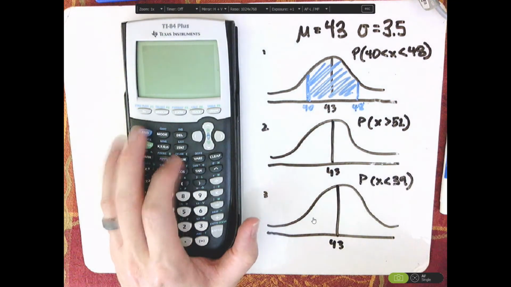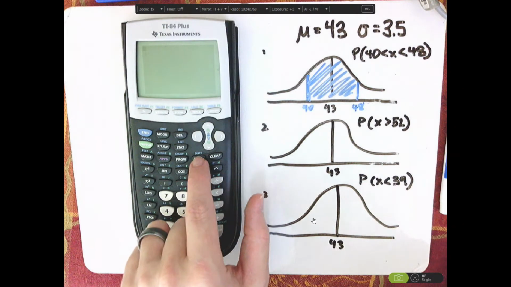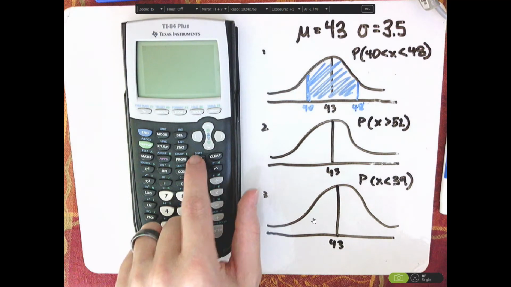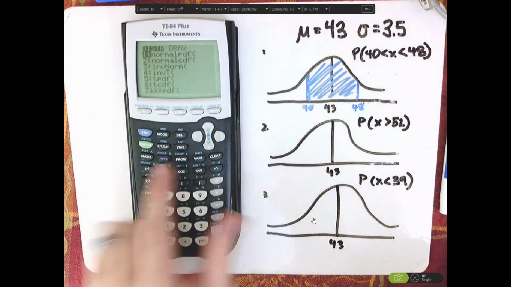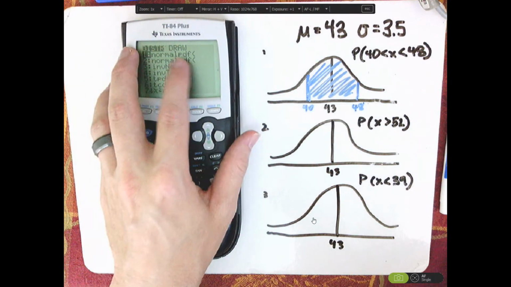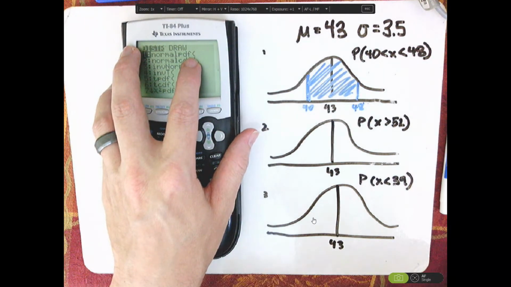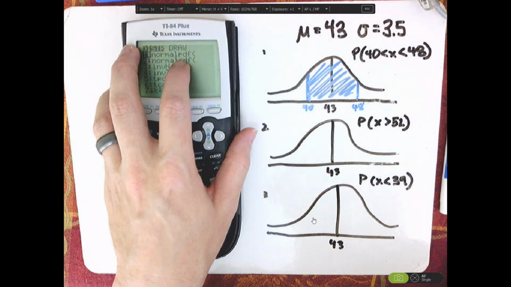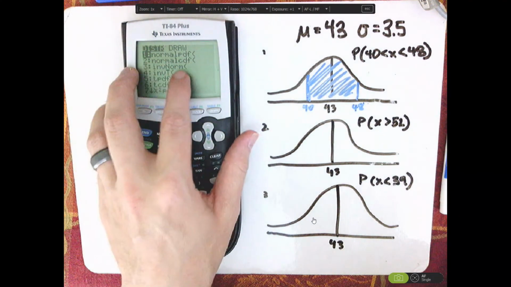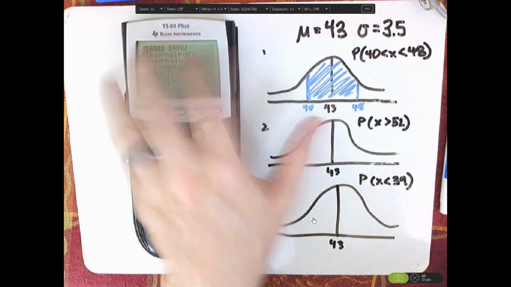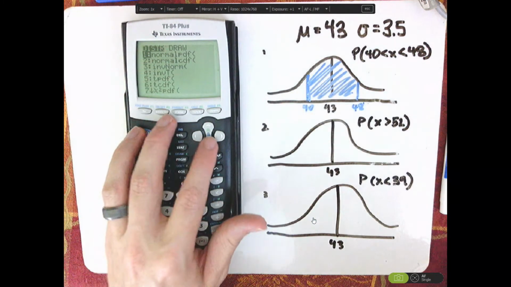It is a distribution, so you're going to use the distribution feature, which is right above the vars. To get to that, push second and then vars. Now this gives you the distribution functions. So that's probability distribution function, which is looking for an individual probability. Most of the time you're not going to be using that with these. You're going to be using CDF. CDF stands for cumulative, so it's like all of those from 40 to 48, all those probabilities.